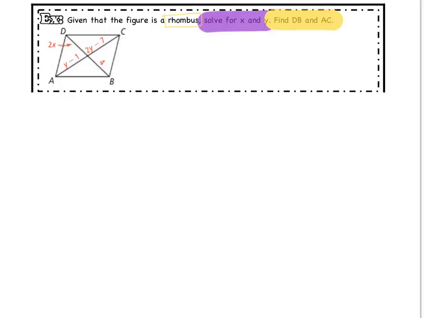But I do see that they bisect each other. So this is going to be congruent to this, and this is going to be congruent to this. So what equation can I write? Well, I can say that y minus 1 equals 2y minus 7, and I can say that 2x is equal to 4. Go ahead and pause the video and solve those two equations.